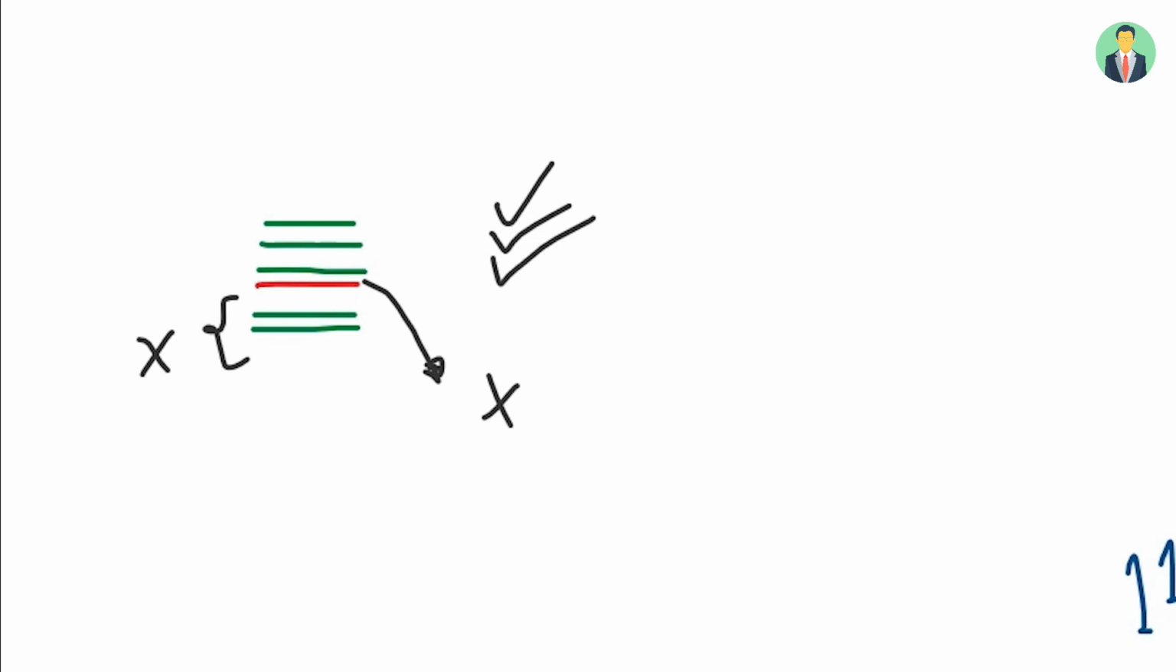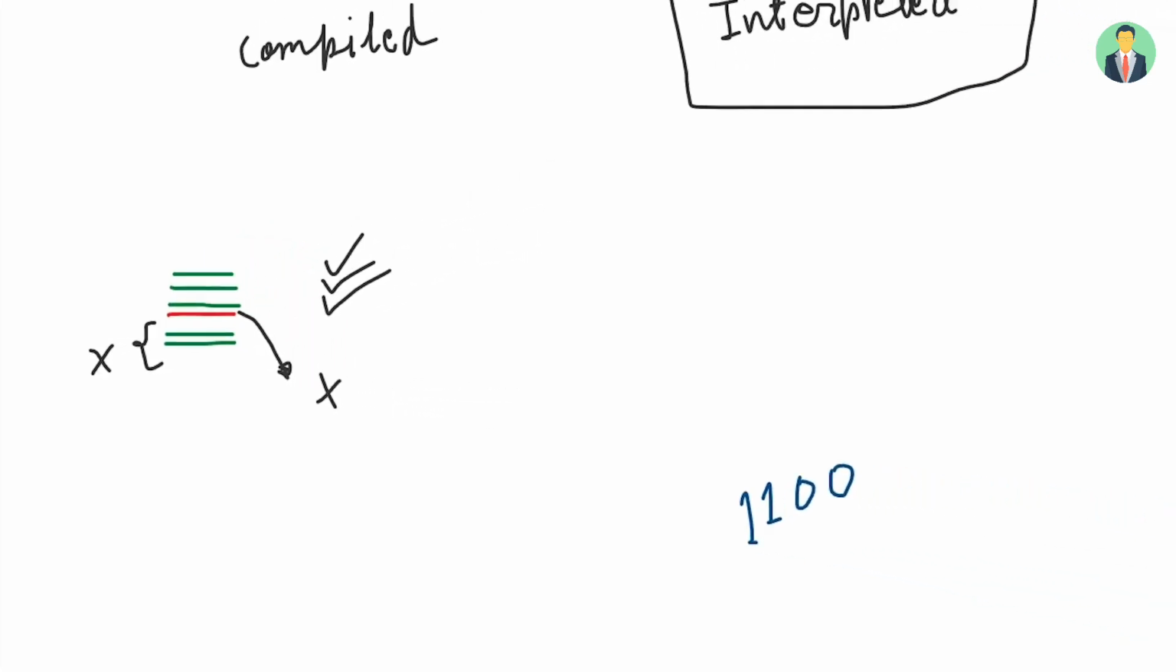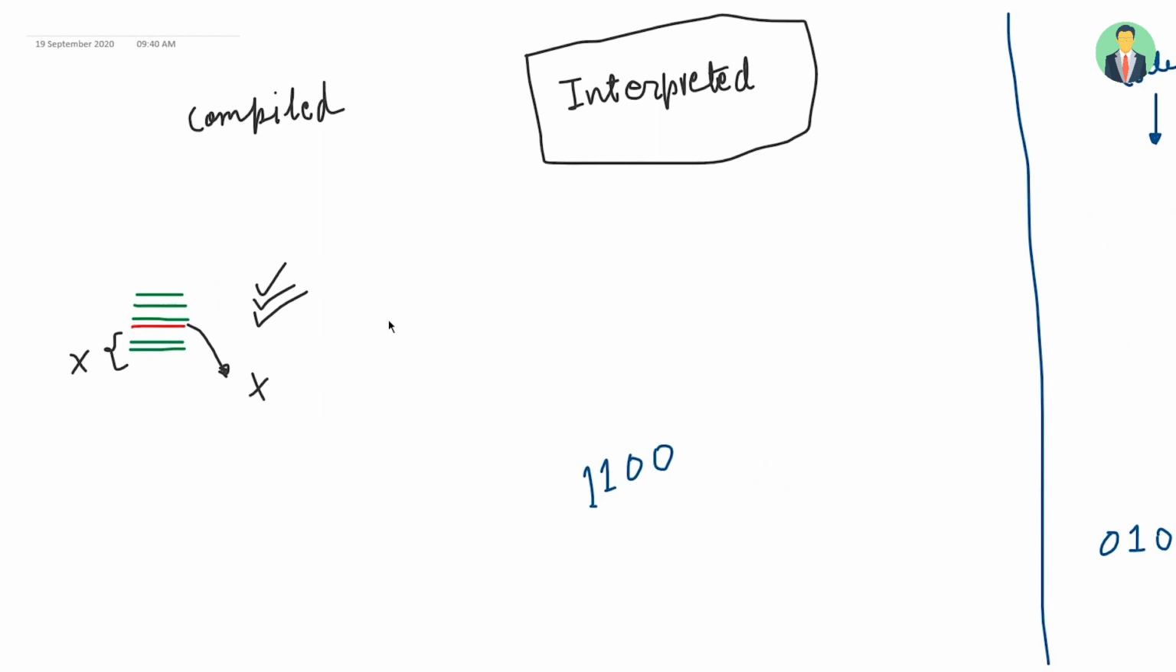And Python is an interpreted language. So it goes line by line over each line of code, and if there is an error, the execution of the code would just stop. So that is the fundamental difference between interpreted and compiled languages.